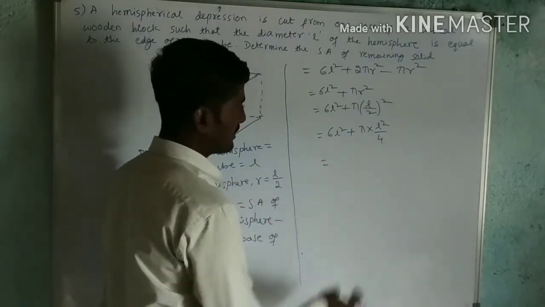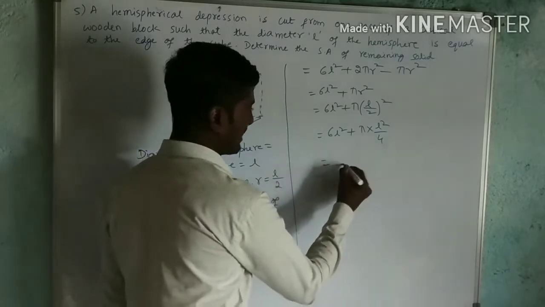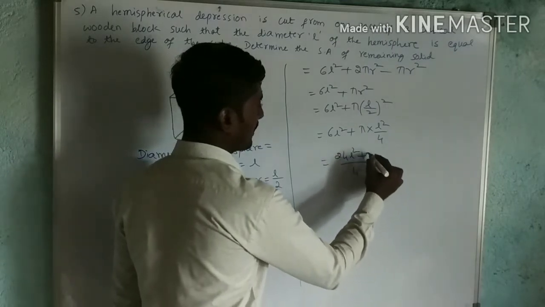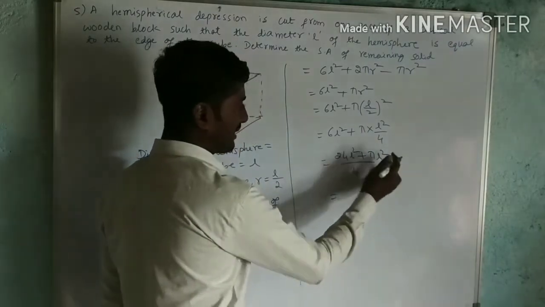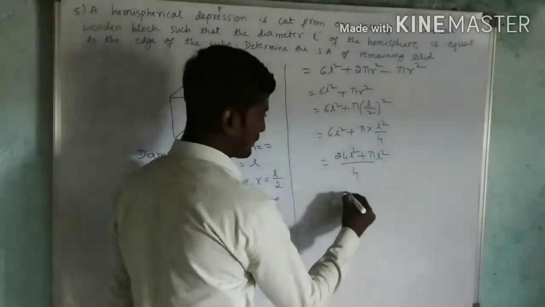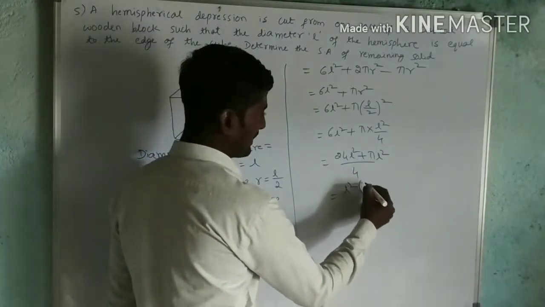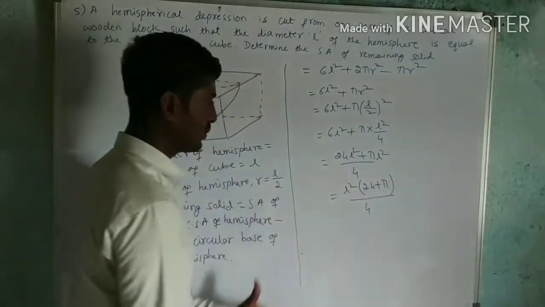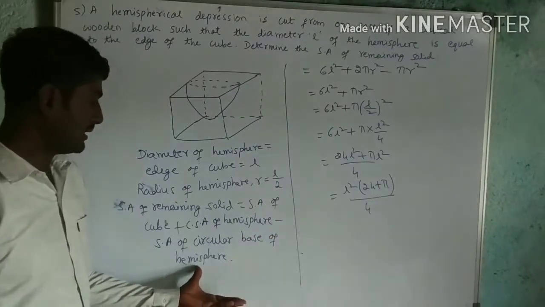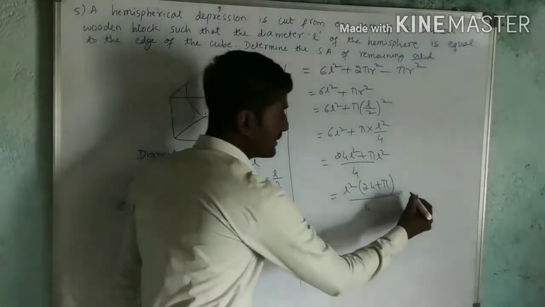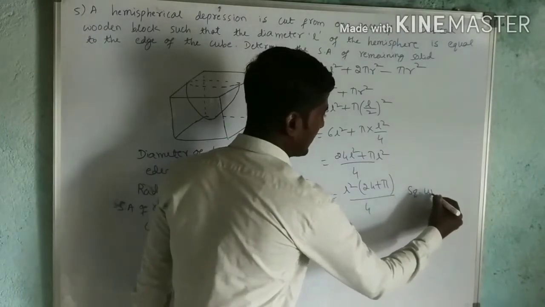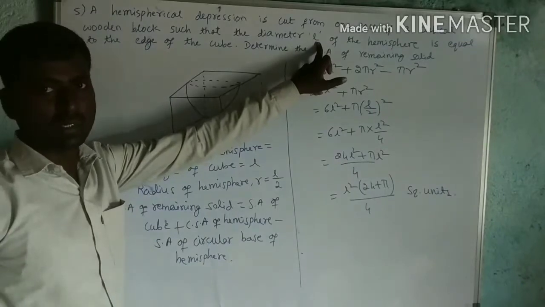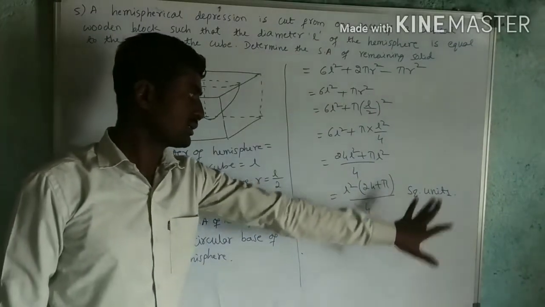Now, this is equal to what? Here you can take LCM 4. So 6 fours are 24 L square plus pi L square. Now in the numerator you can take L square common. Inside what will be there? 24 plus pi, divided by 4. So this is the surface area of the remaining solid. We can write it in square units because it is area. Because centimeter or meter is not given here, generally I have written it as square units.